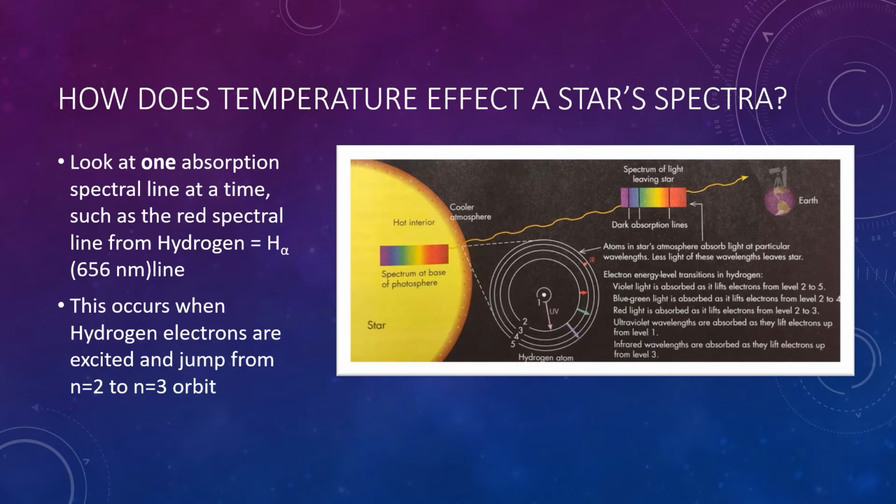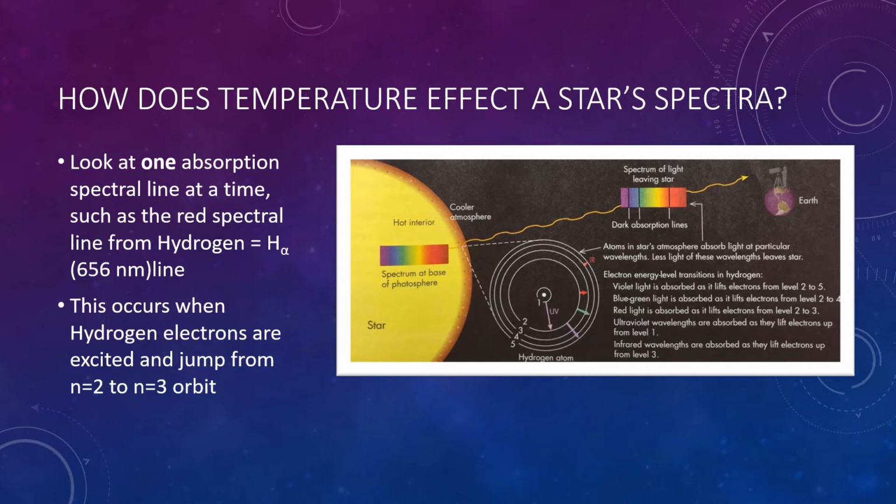Electron energy level transitions in hydrogen lead to different colored lights. So violet light is absorbed if it lifts the electron from level 2 to level 5. A blue-green light is absorbed if it goes from level 2 to level 4, red from 2 to 3. Ultraviolet is if they lift electrons up from level 1, and infrared if they lift electrons up from level 3. So if you have 2 to 3, and then it goes 3 up, you're going to create infrared. If it goes from the first level to above, then it's going to have ultraviolet light. This means that your electron already has to be up at a certain level in order to cause it to excite and jump from another level.